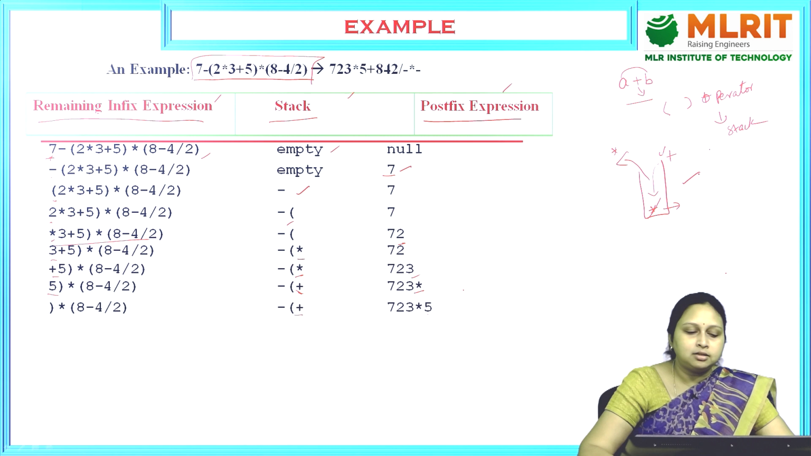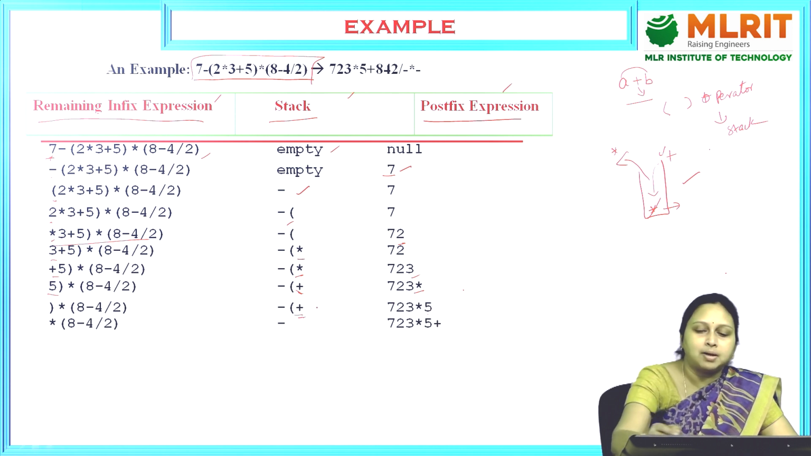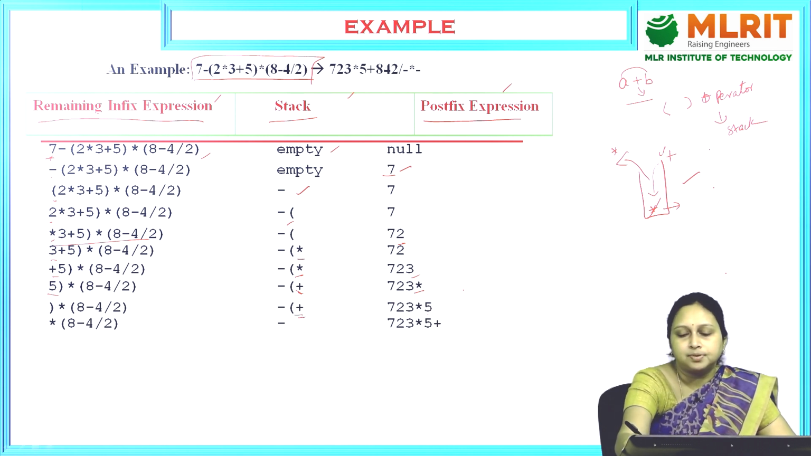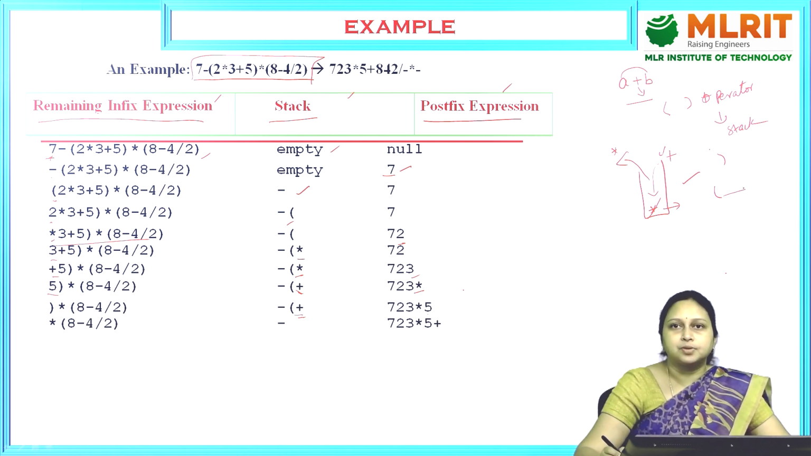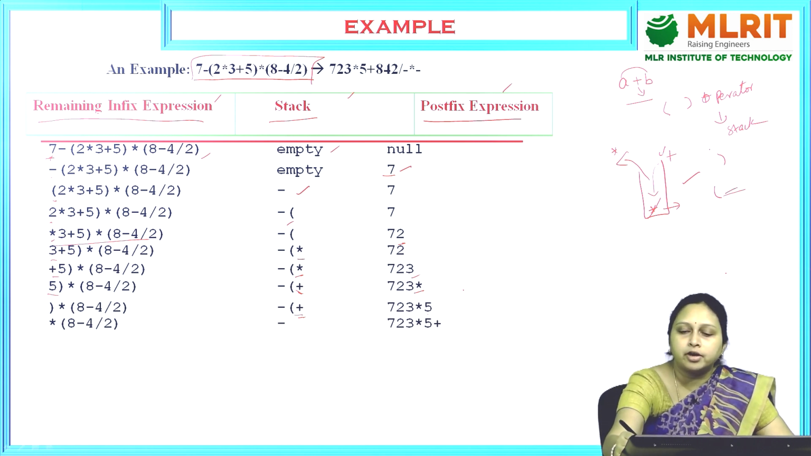Next, the encountered symbol is the closing parenthesis. If I get a closing parenthesis, we have a condition: whatever operators are present within the parenthesis are all going to be popped out.